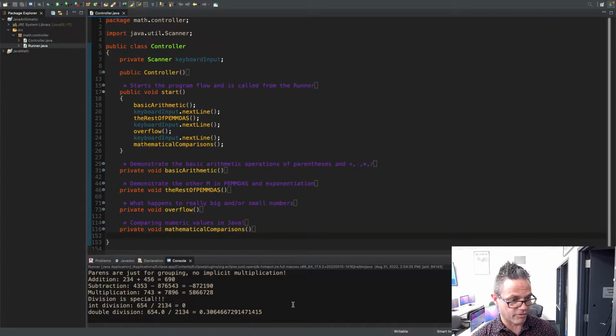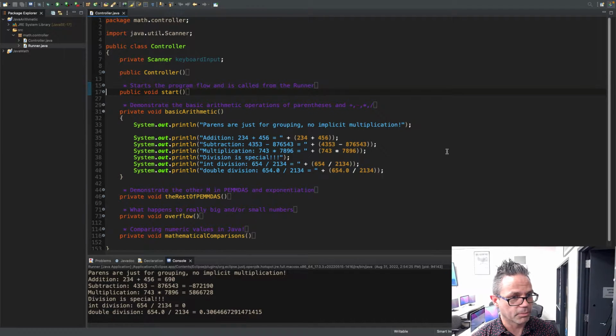As you can see right here, we have our output where parens are just for grouping. There's no implicit multiplication. So addition, subtraction, multiplication, but division is special. And so we have addition right here. We take a look at the code that goes along with this as well. And so parens are just for grouping, no implicit multiplication. So we have addition and we have parens grouping the solution. 234 plus 456 gives us the 690 that we see here on the screen.